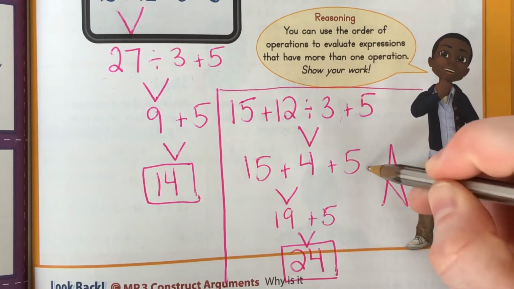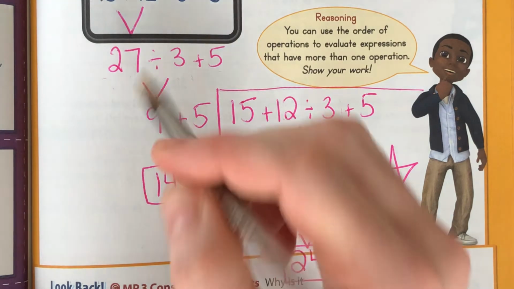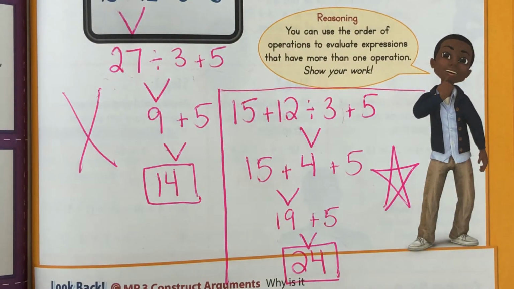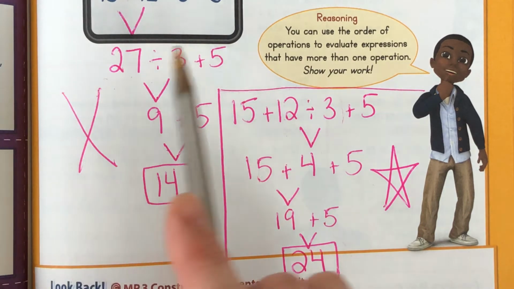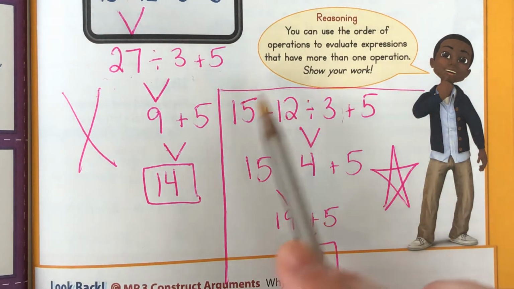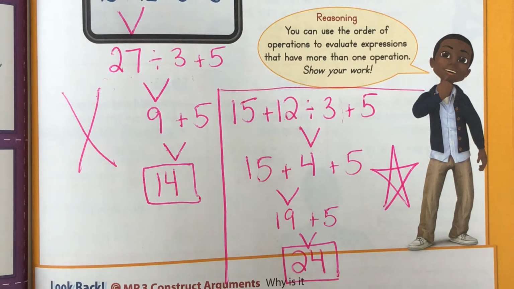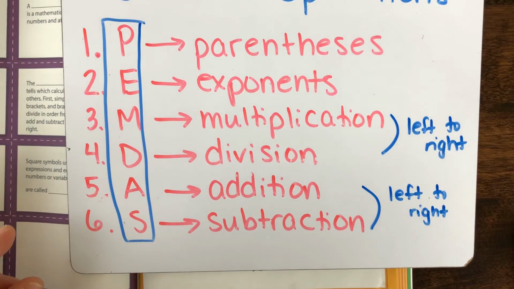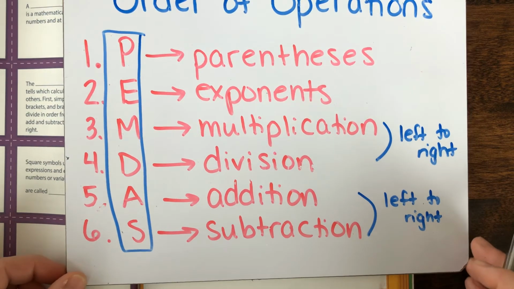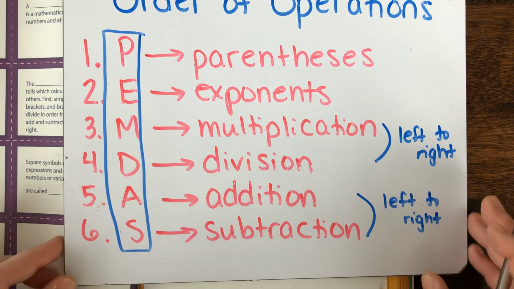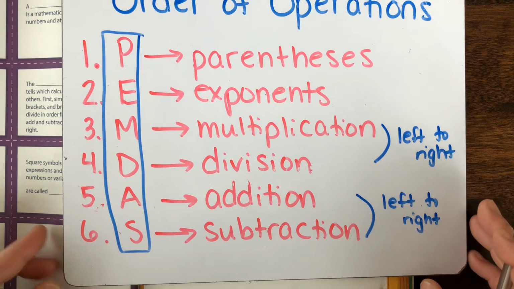So this is the correct way to do it. This is the incorrect way to do it. And it seems a little silly because we always read from left to right, but order of operations does not always go left to right. You have to follow these rules, always.